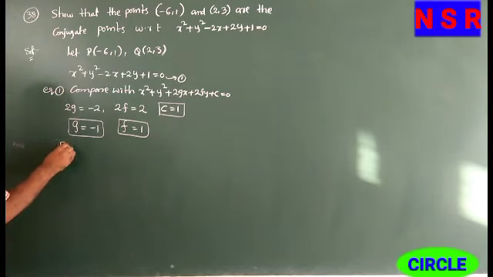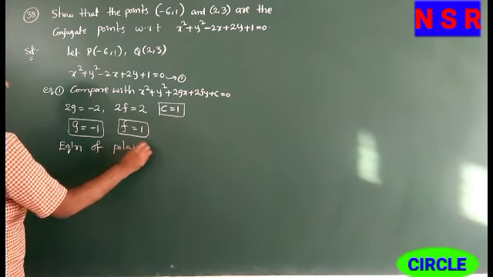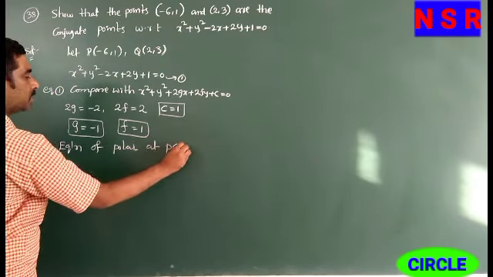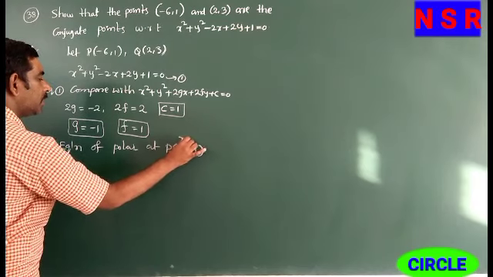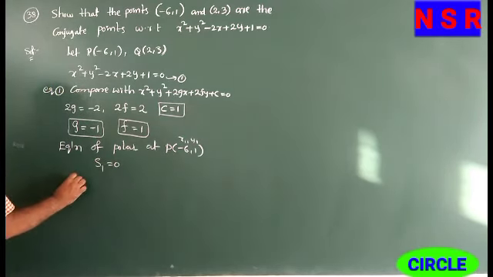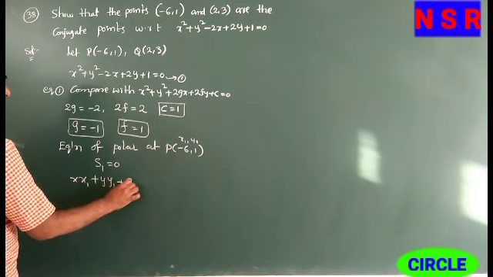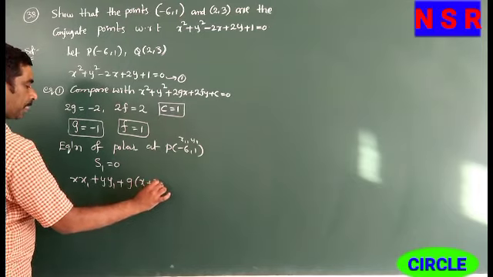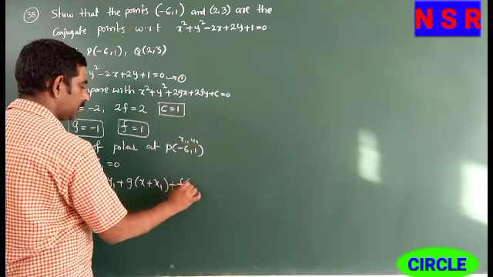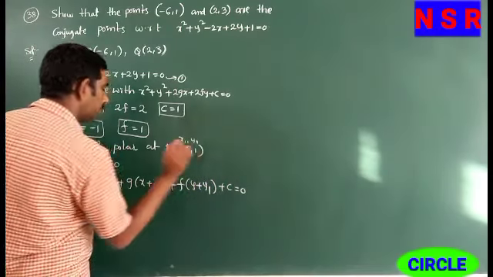So next, write the equation of the polar at P(-6, 1). Here P is (x1, y1). So what is the equation of the polar? S1 = 0. S1 means x x1 + y y1 + g(x + x1) + f(y + y1) + c = 0.